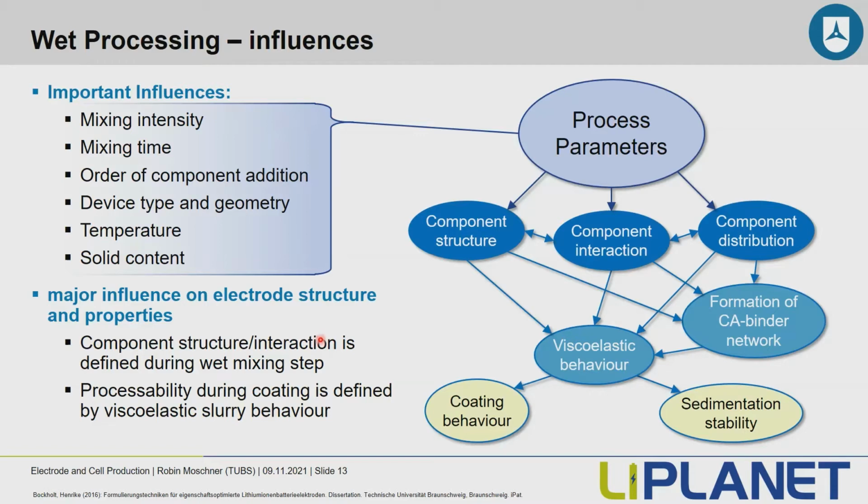So the major influence during this process step on the properties of our electrodes is that the component structure and interaction is mainly defined in this step. Of course, the dry premixing has an influence on this, but this is the main step to define component structure and interaction. And as I said, the processability during coating is defined by the viscoelastic behavior.